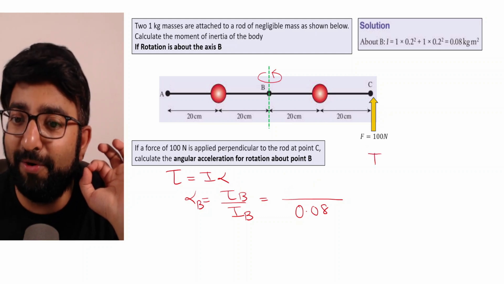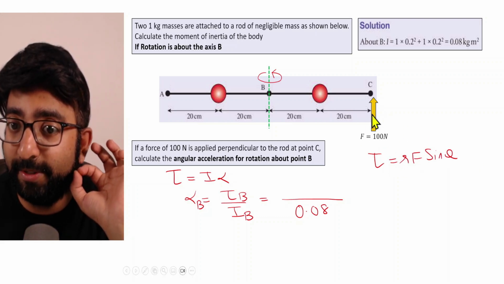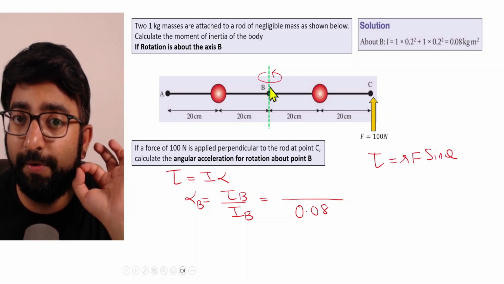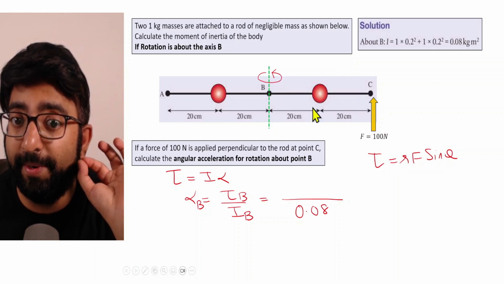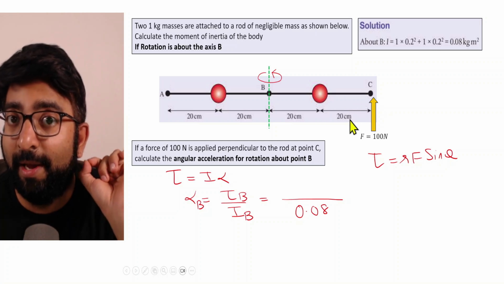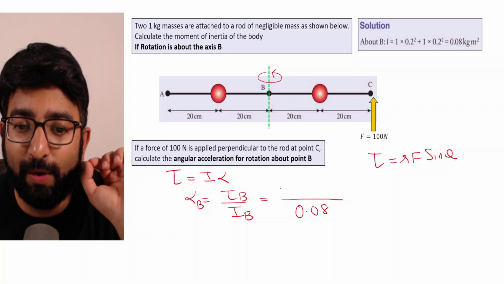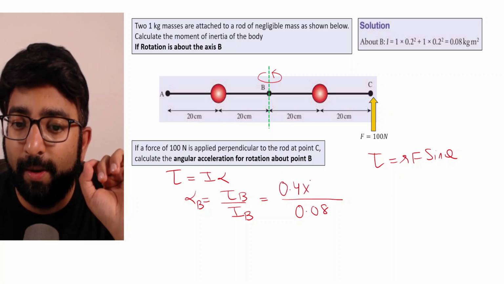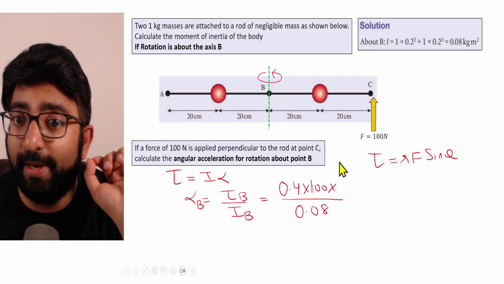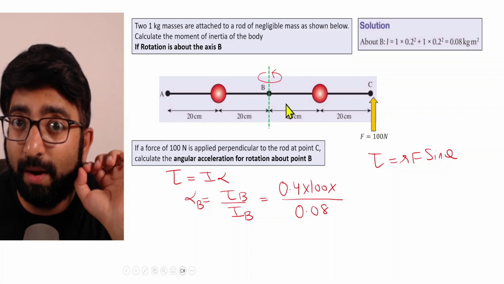And we know the formula for torque is rF sine theta. So the force is 100 newtons. R would mean the distance between the force and the axis of rotation. So we need the distance between B and C, which is 20 centimeters plus 20 centimeters, which is 40 centimeters, which is 0.4 meters. So let's write down the torque will be R, which is 0.4, multiplied by force, which is 100, multiplied by sine theta. Theta is the angle between the force and the R value.